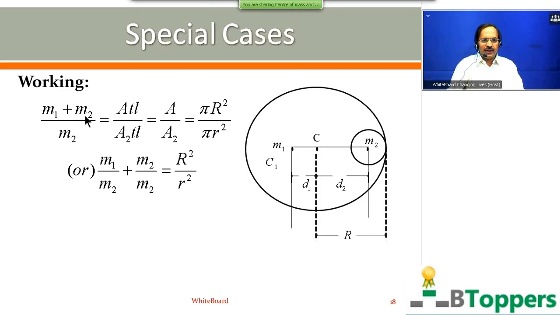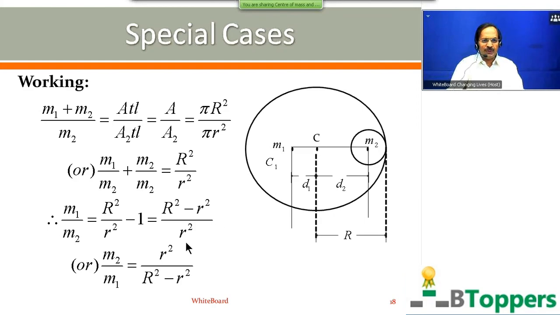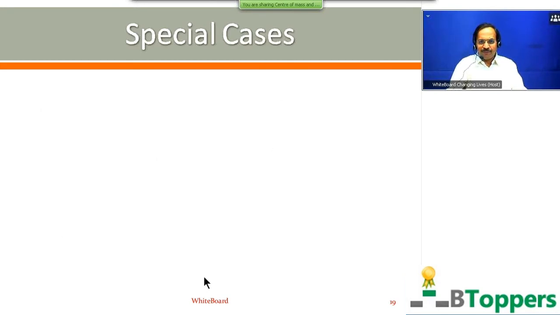So on the left side you can write M1 by M2 plus M2 by M2. On the right side you get R square by small r square. So you get M1 by M2 equal to R square by small r square minus 1. That is (R square minus small r square) by small r square. So M2 by M1 you get small r square by (R square minus small r square).